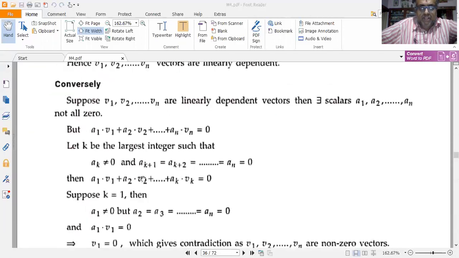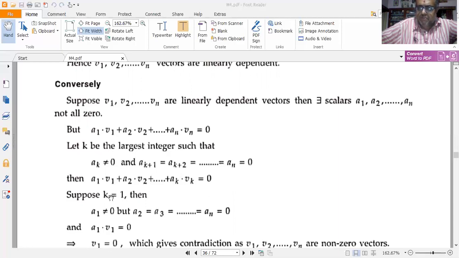Or I can go about in a different way. Suppose v1, v2 etc. up till vn are linearly dependent vectors, then there exist scalars a1, a2 etc. up till an which are not all equal to 0, such that a1 v1 plus a2 v2 plus etc. up till an vn is equal to 0. Now let me assume k to be the largest integer such that ak is not equal to 0 and ak plus 1 is equal to ak plus 2 is equal to etc. up till an is equal to 0. Then I have a1 v1 plus a2 v2 plus etc. up till ak vk is equal to 0.